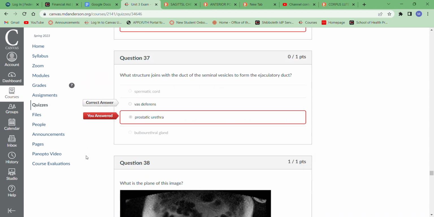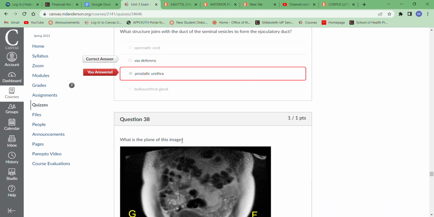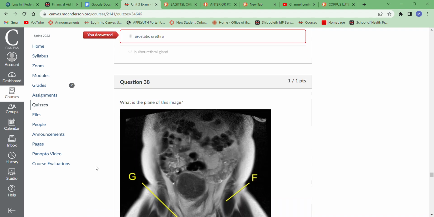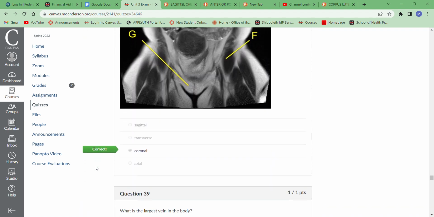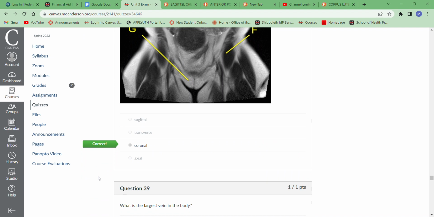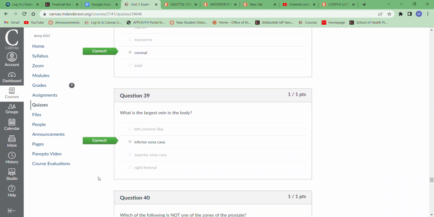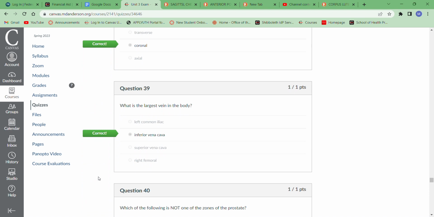Okay. What is the plane of this image? That is coronal. That was another giveaway question. What is the largest vein of the body? The inferior vena cava.